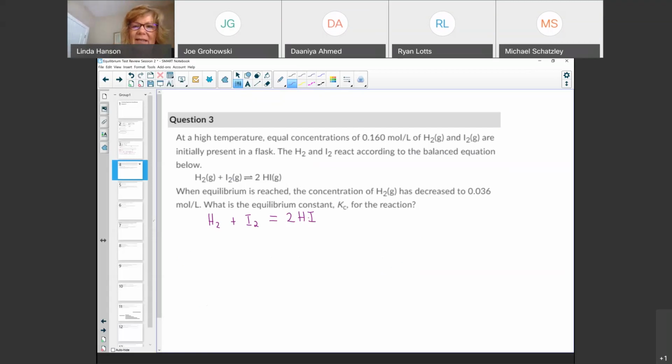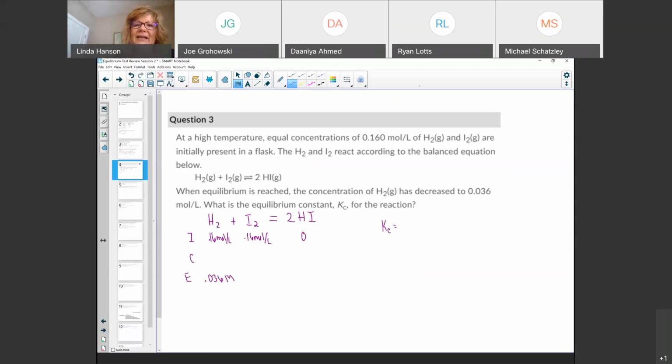It tells me initially I have 0.16 moles, both the hydrogen and the iodine, and that's per liter. And so those are actually molarity units. And of course, initially we know that there's no product. When the equilibrium is reached, the concentration of hydrogen decreases to 0.036 molar units. Let's find the equilibrium constant for this reaction.